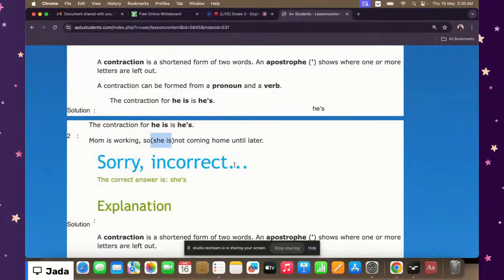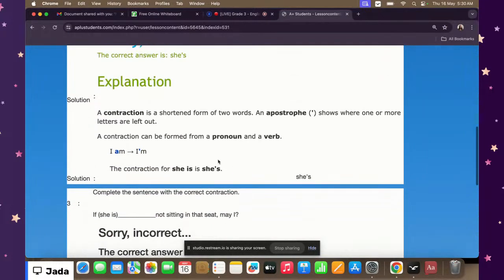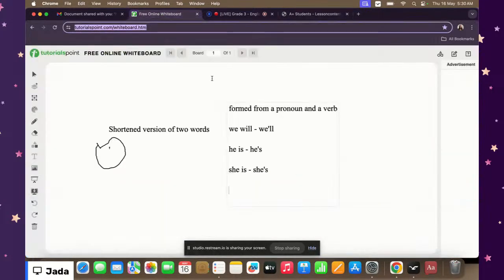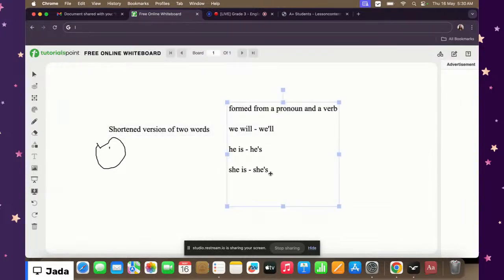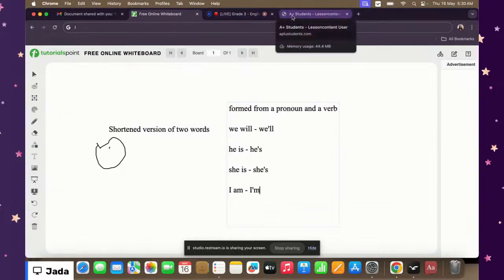Then we also have I am. Okay? So we can have I am, and this is it. This is the shortened version of I am. Okay, so there are a lot of words that we can shorten to get the contraction version of it. All right, yeah, she is.